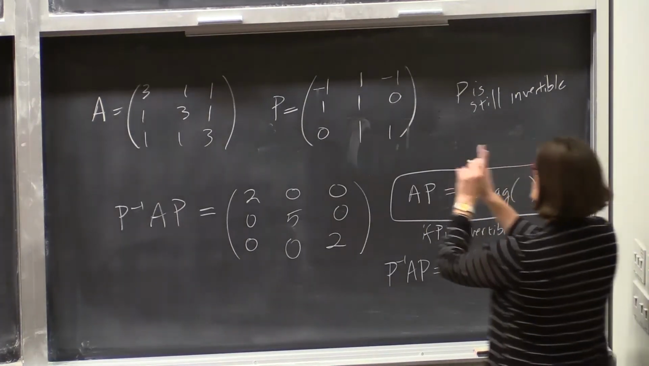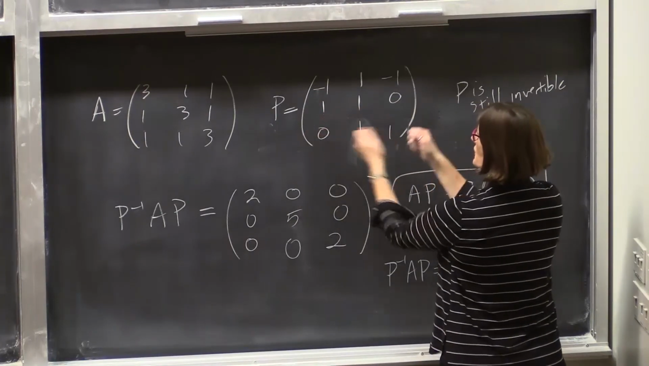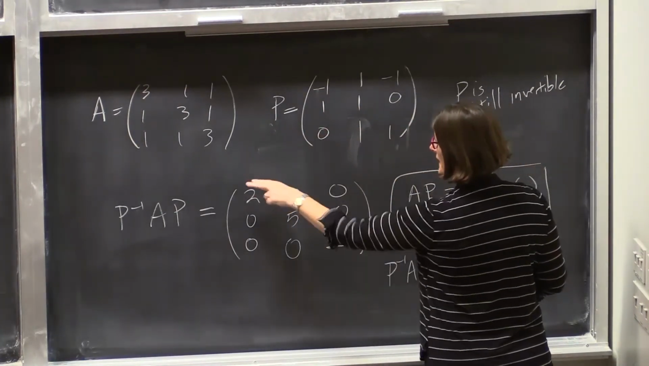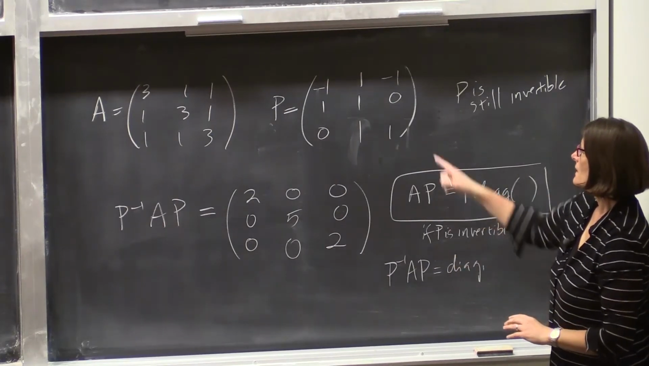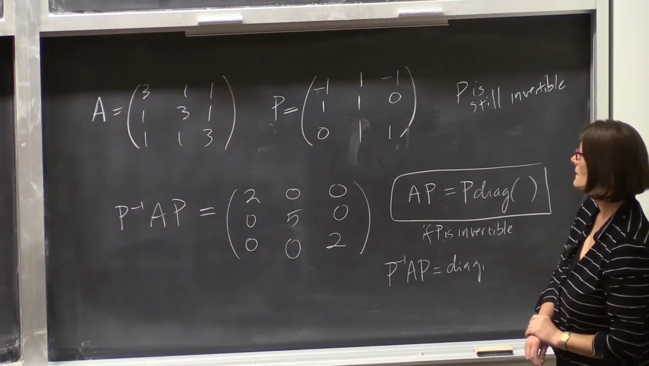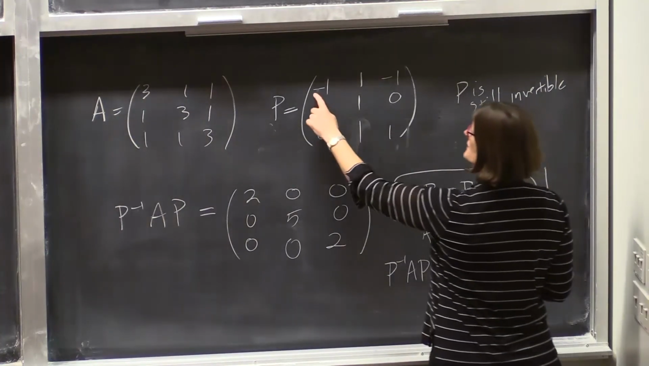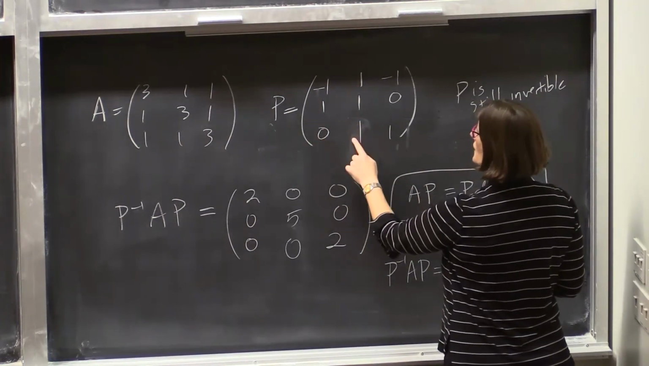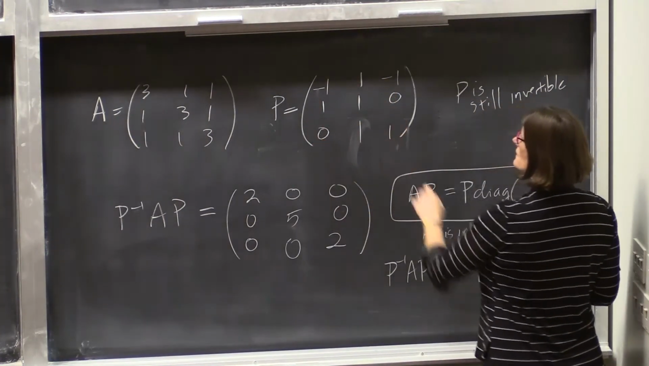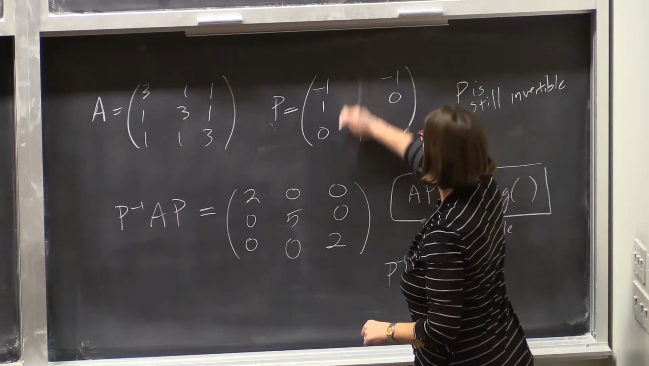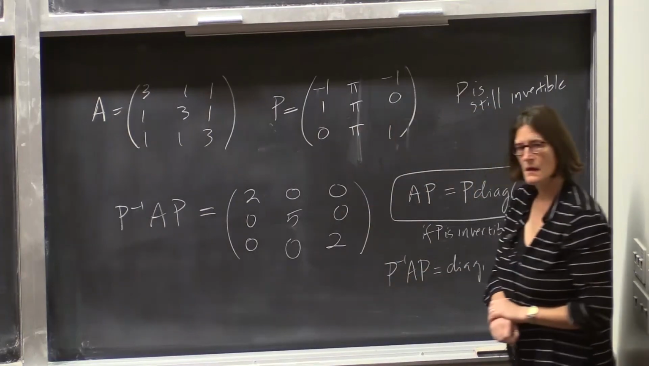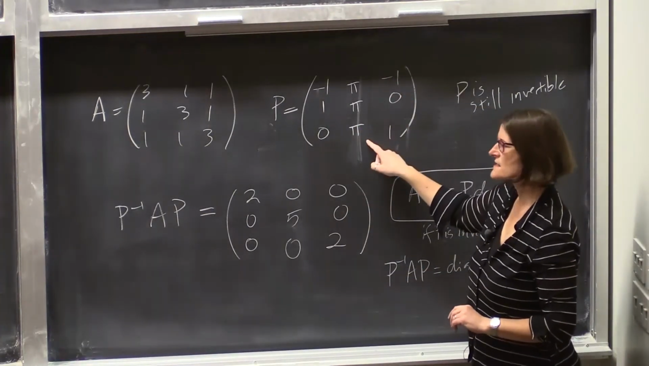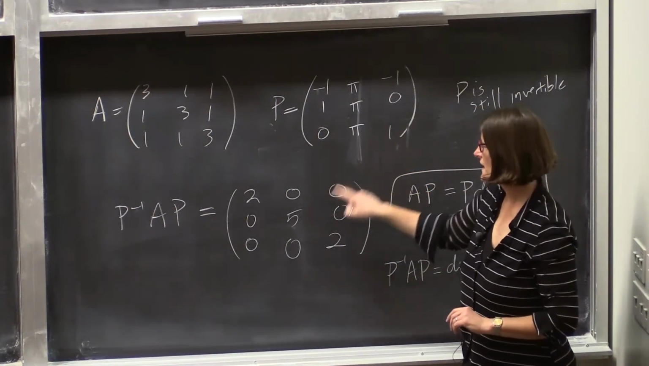First of all, you can shuffle the columns. You can shuffle your eigenvectors, and that's going to shuffle the diagonal. Secondly, if I had taken P, and instead of minus 1, 1, 0, 1, 1, 1, minus 1, 0, 1, I had replaced the middle column with pi, pi, pi. Is pi, pi, pi still an eigenvector with eigenvalue 5?